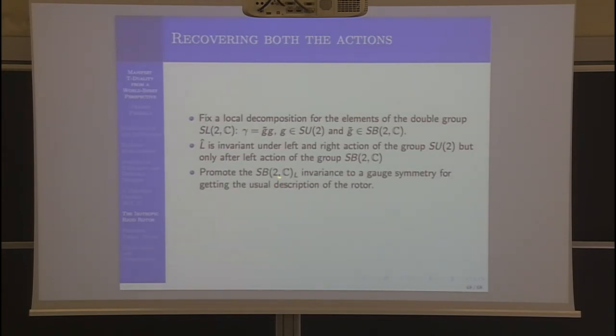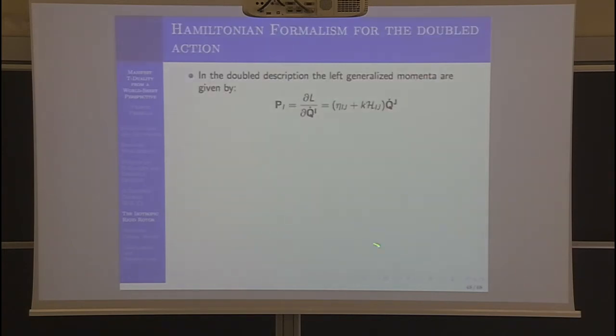And if we promote the SB2C left invariance to a gauge symmetry, we get the usual description of the rotor. While if we promote the global invariance under right action of the group SU2, we get the dual rotor. So this double action actually generates the two models by gauging their former global symmetries.